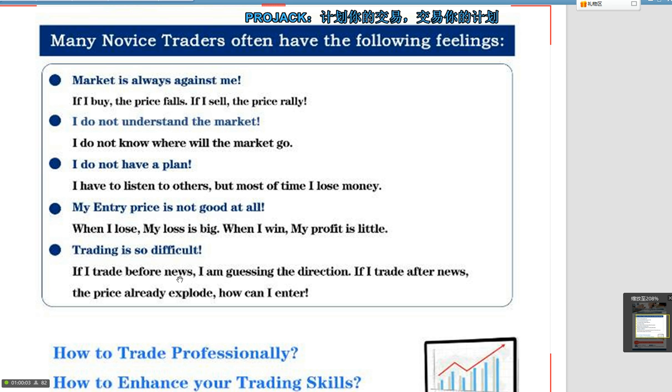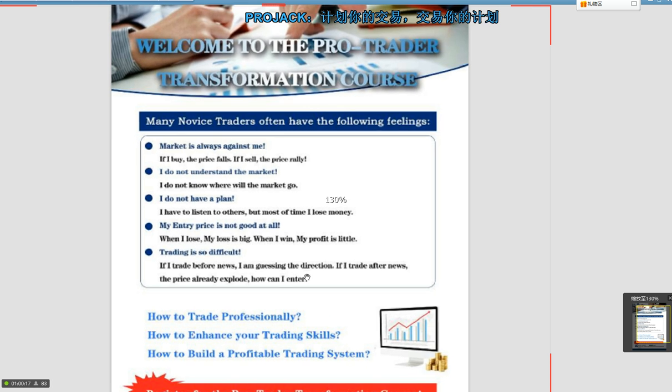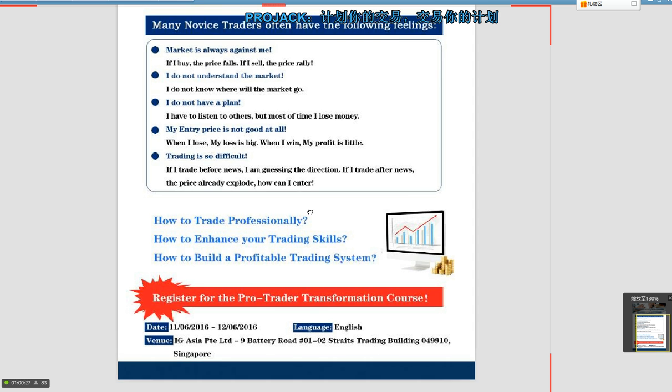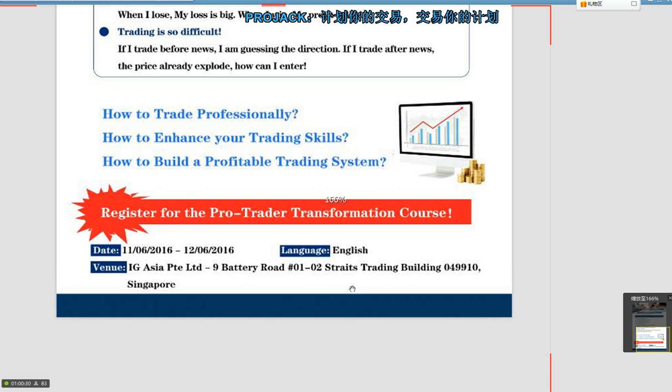If I trade before the news, I'm guessing the direction, right? But after the news comes out, the price has already flown. How can I buy? How can I sell? How can I enter? This kind of question often troubles a lot of novice traders. So how to trade professionally, how to enhance your trading skill, and how to build your profitable trading system is what I want to teach you.